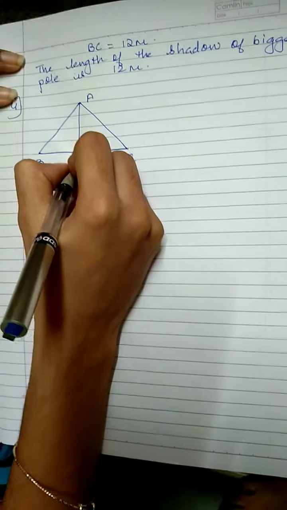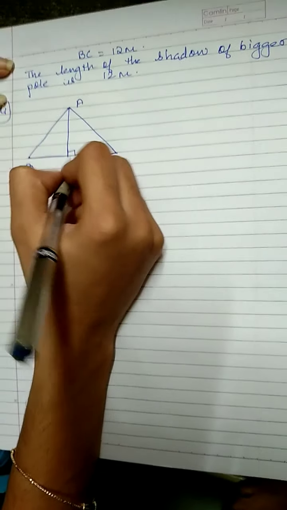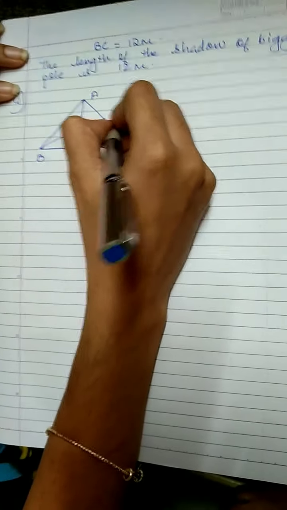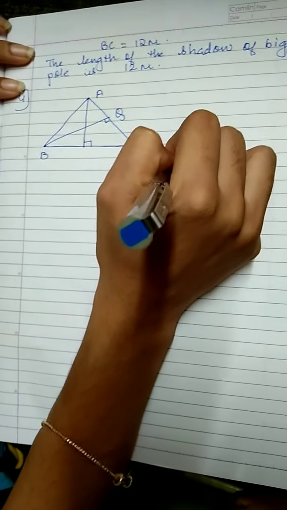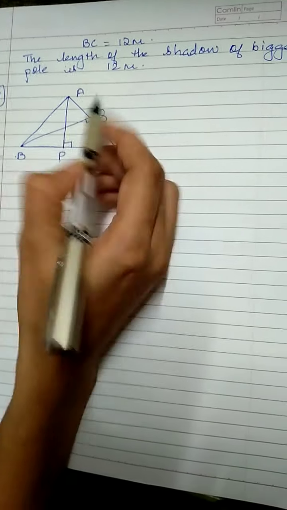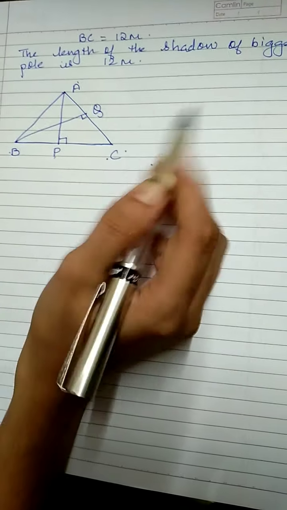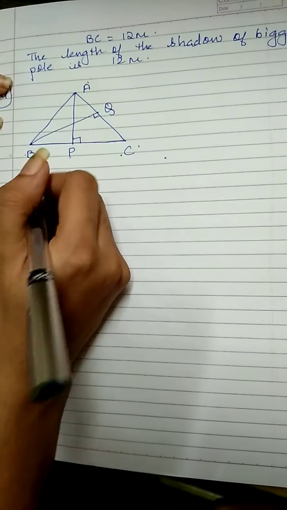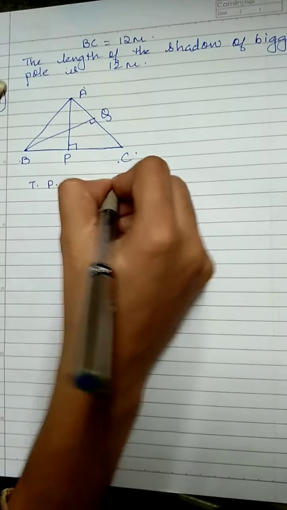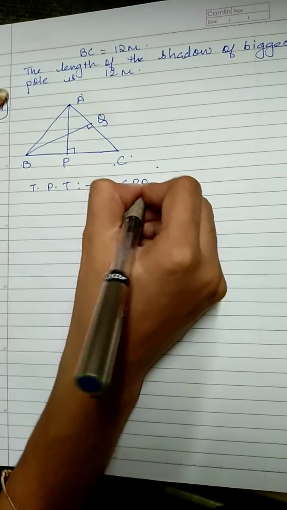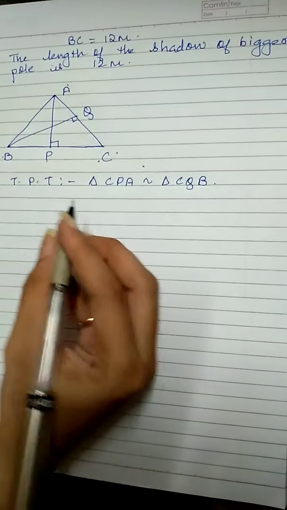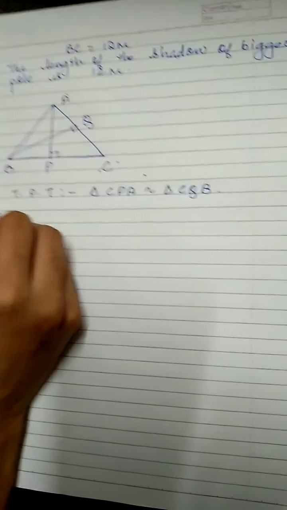Important sum. AP is perpendicular to BC, BQ is perpendicular to AC. Then prove that triangle CPA is similar to triangle CQB. Now, solution.